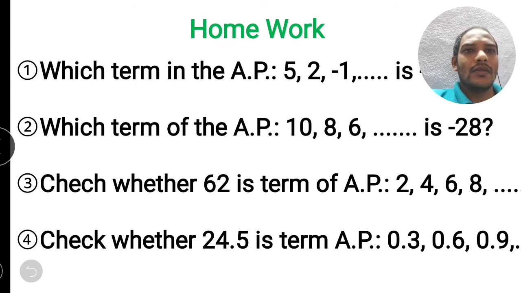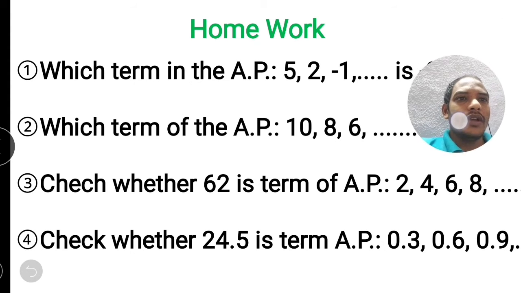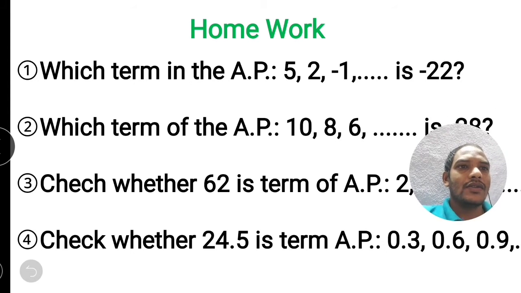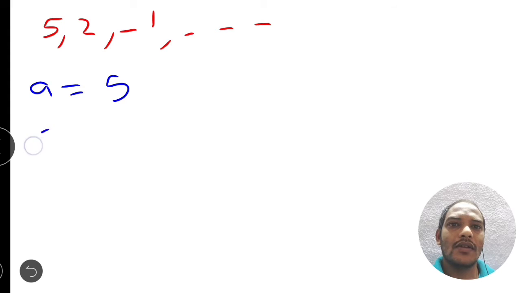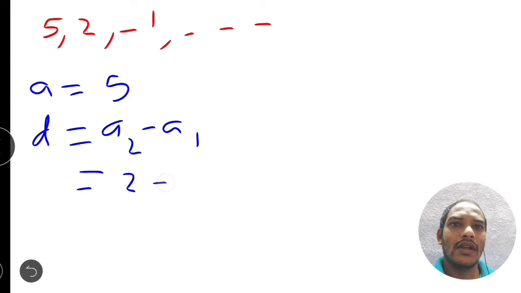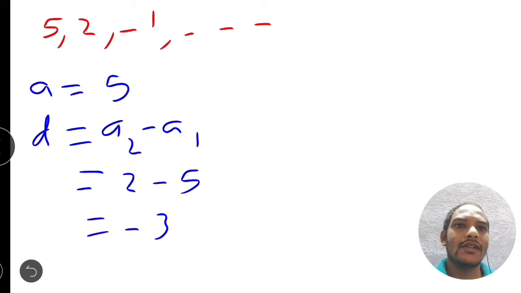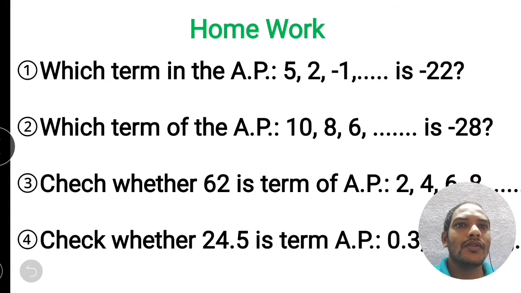First one, which term in the AP 5, 2, minus 1 is minus 22? So first I am writing the A value, that is the first term. So first term is 5. Next, common difference D equals A2 minus A1. So A2 value 2 and A1 value 5. 2 minus 5 is minus 3. So which term of the AP is minus 22?